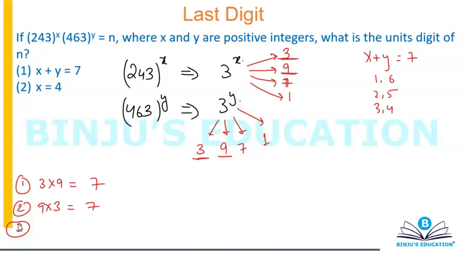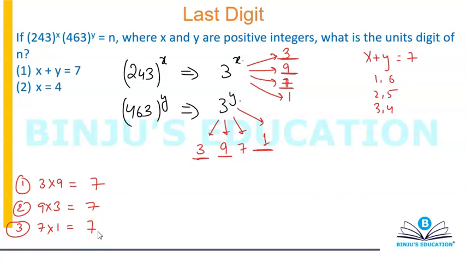Third is 3 and 4. So 3 is going to give me 7. And 4 means you have completed this cycle, which means you are at 1. So it's going to give me 7 and 1. That's again 7. So interestingly, I'm getting my answer from the first statement.